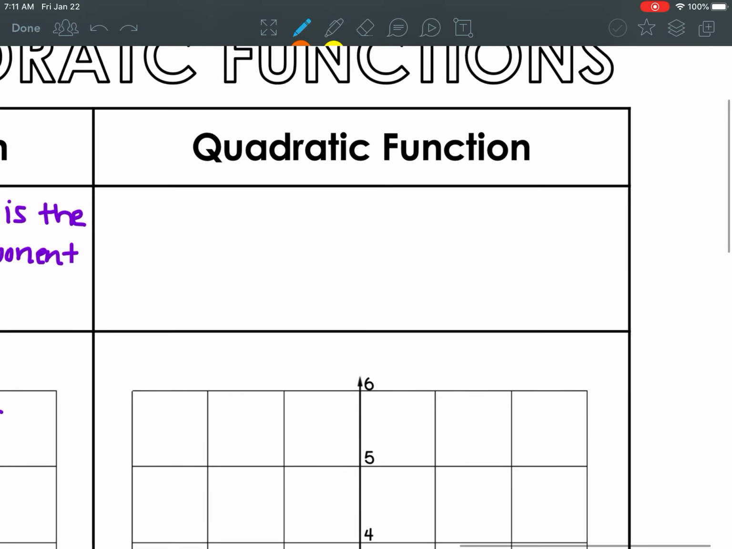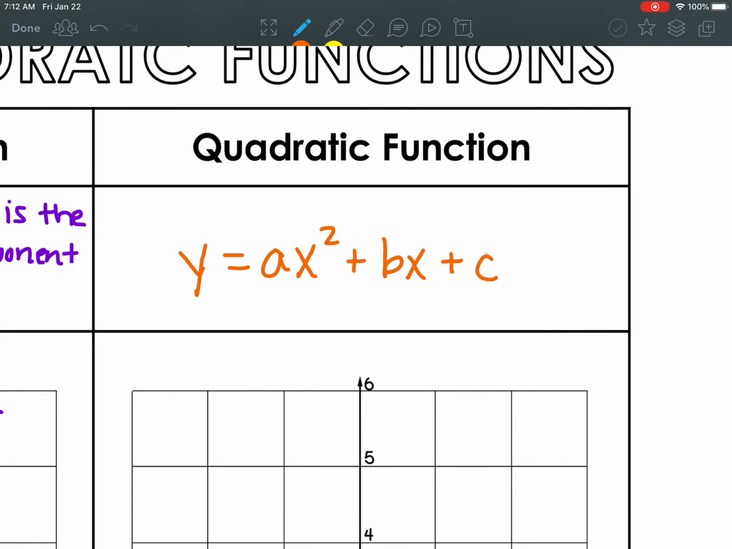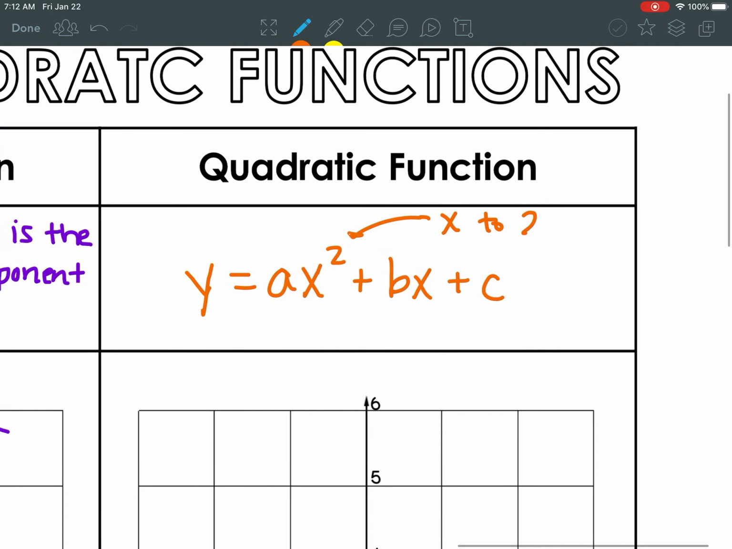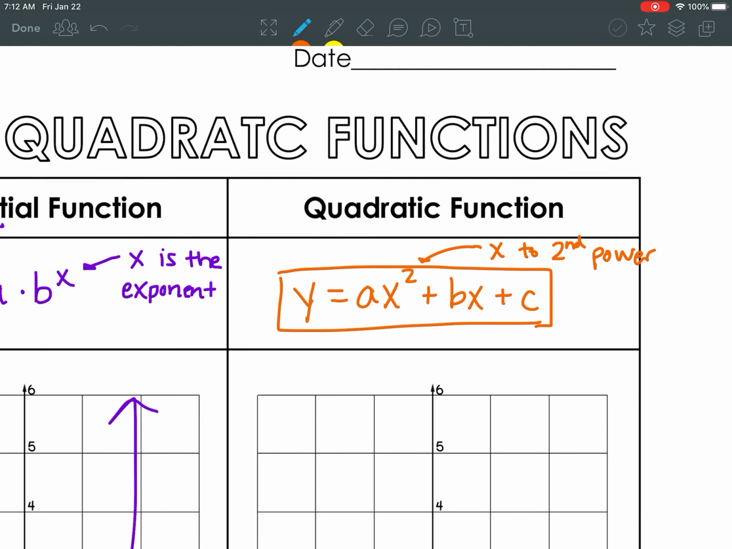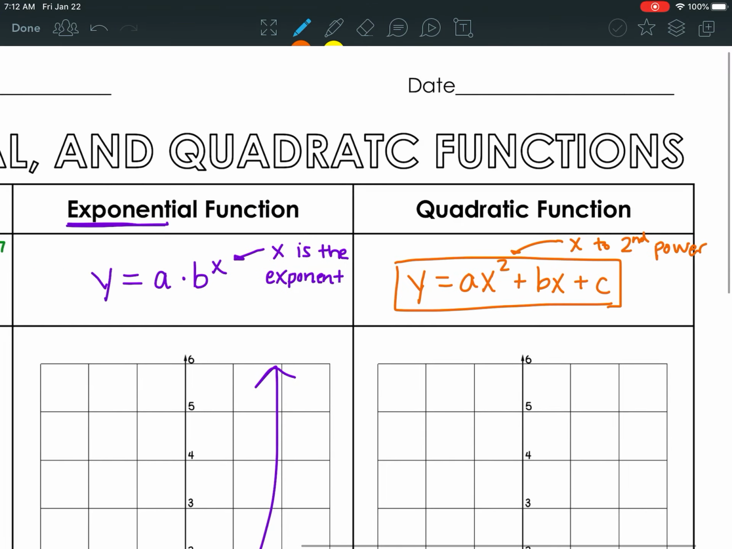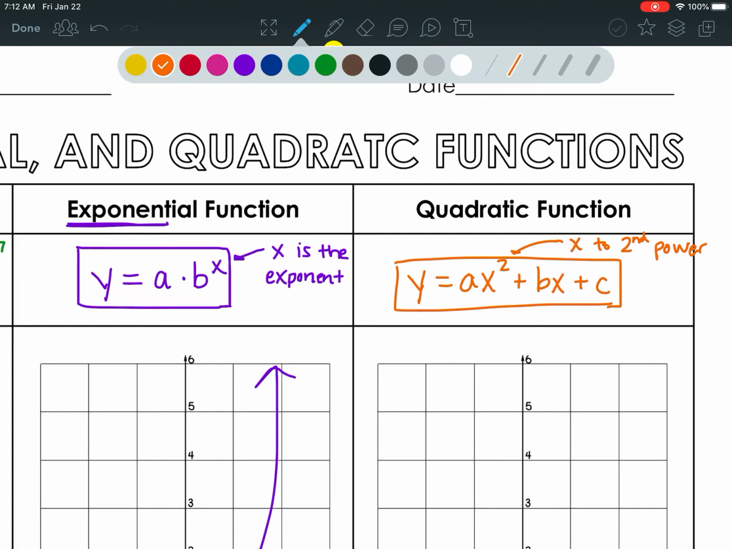And then last one, a quadratic function. Quadratic, like I said, we'll get to in greater detail in a future bundle. But what we're looking for here is the variable x has a power of 2. So if you see x to the second power, and again, these equations may be in different formats. It may not look perfectly like y equals ax squared plus bx plus c, but if you ever see x to the second power, then it is a quadratic function.